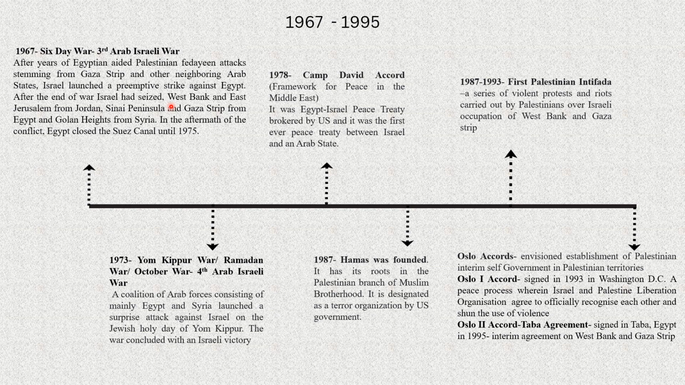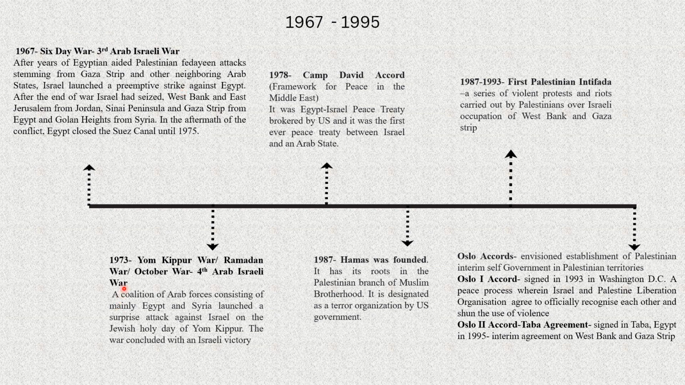In the aftermath of this conflict, Egypt closed the Suez Canal until 1975. This led to the 1970s energy crisis as well as the 1973 oil crisis. This happened because of the impact on oil deliveries coming to the Middle East through the Suez Canal. The Suez Canal was very important for oil deliveries.